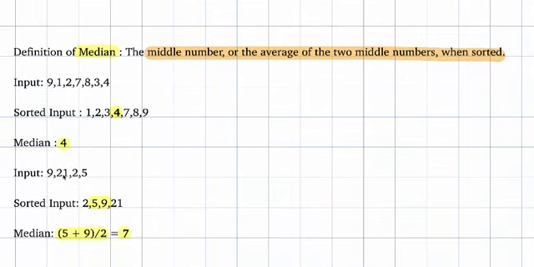Here's another input: 9, 21, 2, and 5. Our sorted input would be 2, 5, 9, and 21. So we take 5 plus 9 divided by 2 and we get the median as 7.